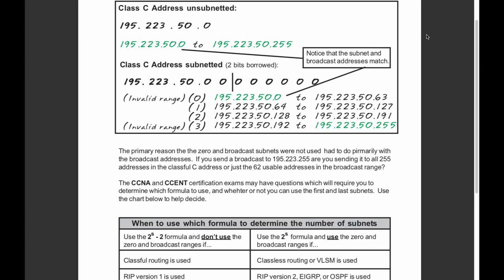Then for each new subnet, add your interesting bit value. As you can see on the left list of ranges, the last octets are 0, 64, 128, and 192. Then you know that the last address of the range is 1 less than the start of the next range. That's it, you know everything that is needed to subnet.